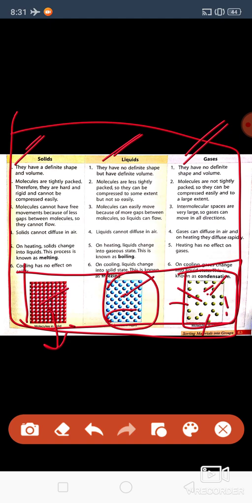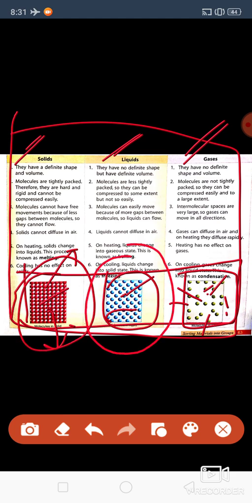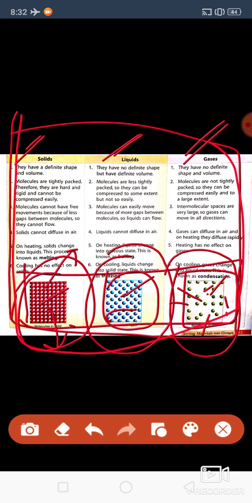The force of attraction between the particles of solid are very high. The force of attraction between the particles of liquid are less, and force of attraction between the particles of gases are very weak. Okay, so this was explained, and try to understand with the video also and write all these points in your notebook.